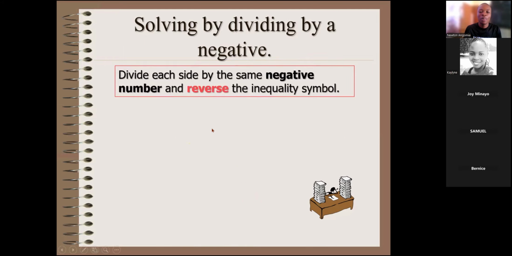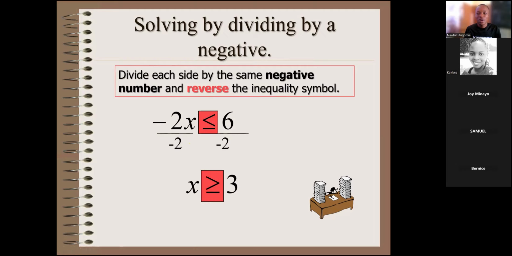All right. The same happens when we are dividing both sides by a negative. Let's look at this example: negative 2x is less than or equal to 6. If I want to solve for the value of x, what am I going to do? I am going to divide both sides by negative 2. And when you do that, remember that dividing both sides by a negative, you need to interchange the inequality symbol.